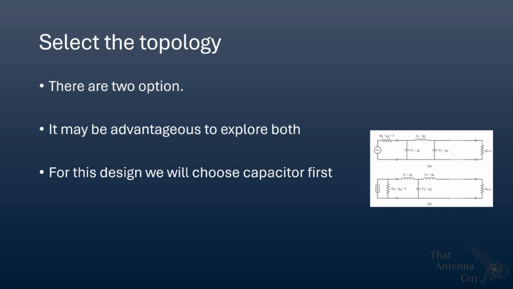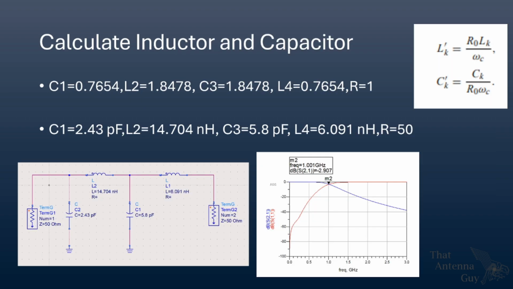Next, we need to select the topology. As I said earlier, there's two different options, and it may be advantageous to explore both and see which one gives the most realistic values. However, for this example, we're just going to go with capacitor first. So now that we've selected the topology, we can assign the G values to the capacitors and the inductors, and then we have to use our equations to renormalize them to our frequency and our characteristic impedance. And when we plug all these in, we get the values here.